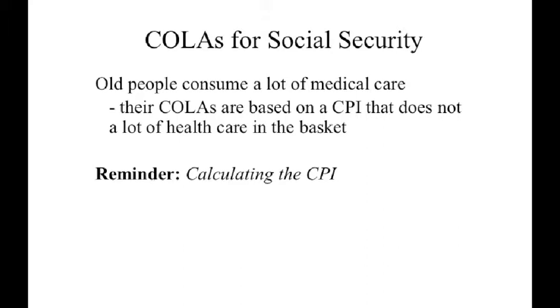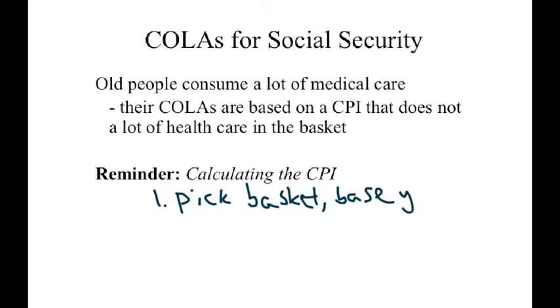And just to remind you of what the basket is and how to calculate the CPI, the first step is that we pick a set of goods called the basket that we're going to use to measure the price level in the economy. And we also pick a base year. The base year we're just going to use as an arbitrary year, typically the first year you have data for, and set that to a CPI of 100. So the second thing we do is, now that we know what the basket is, we calculate the cost of that basket for each year.